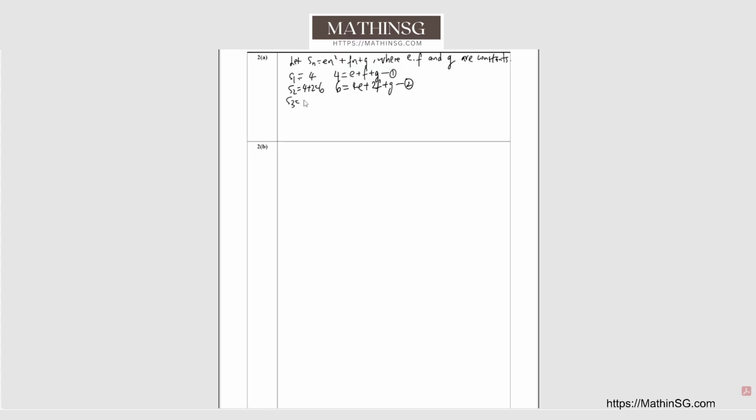Next, S3 is basically S2 plus the third term, so 6 plus 2, which is 8. So 8 is equal to, substituting n equals 3 into this equation here, 9E plus 3F plus G. Then do the same for S4. I know S4 is 8 plus the fourth term, which is 4, so it's 12. So 12 is equal to 16E plus 4F plus G.